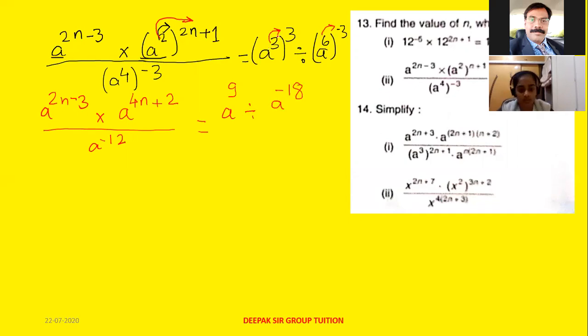Sir, are you writing something? Yeah, it will reflect on screen. It will take a little bit of time, 1 or 2 seconds. Yes. Now we'll simplify the left hand side again.